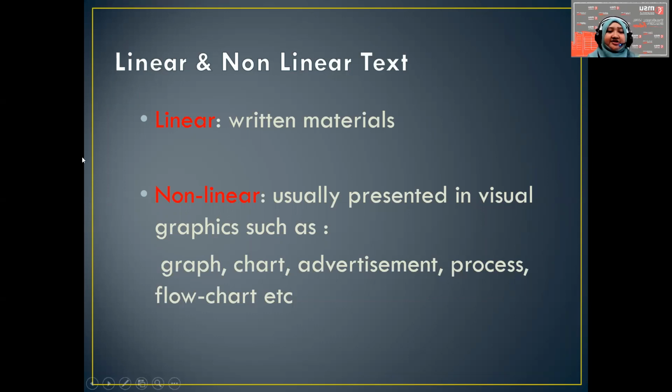In short, linear text means written materials that are in the form of sentences or paragraphs or essays or books, basically wordings. And what you see on screen right now, slideshows, is also in the form of a linear text, while a non-linear text is presented in visual graphics.